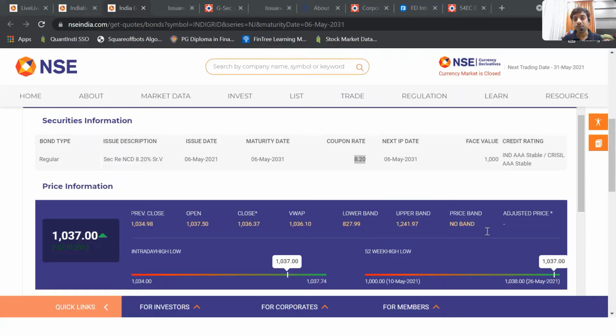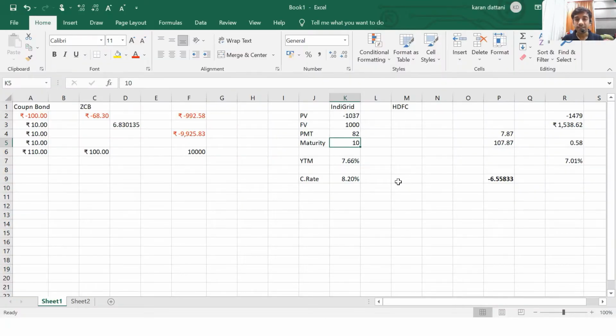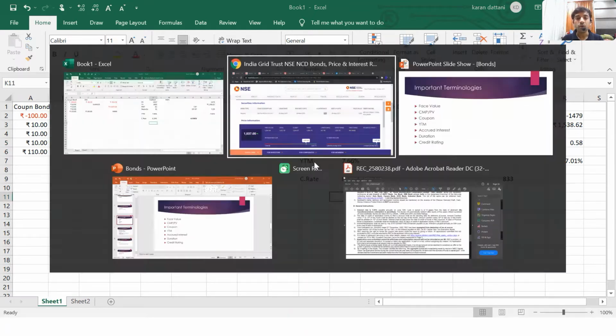Maturity is 10 years. If you see, it's maturing in 2031. So maturity is 10 years. Now I'll show you how do you calculate the return that you get. That is actually called YTM.